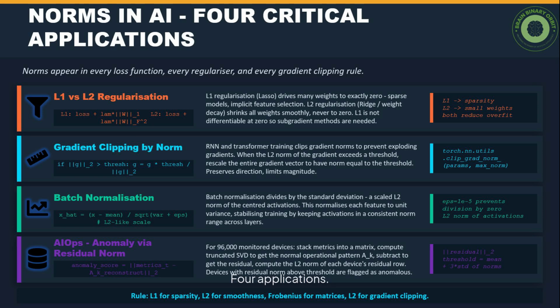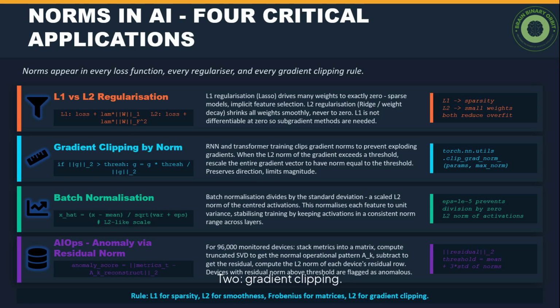Four applications. 1. L1 versus L2 regularization. The L1 penalty drives weights to exactly 0, giving sparse models. The L2 penalty shrinks all weights but never to 0, giving smooth models. Use L1 when you want feature selection, L2 when you want stable small weights.